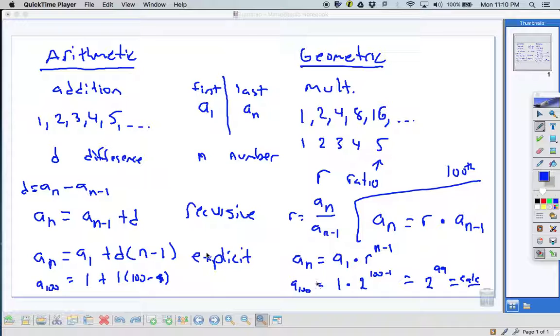So I hope this is helping you out. This is, again, arithmetic, a pattern of addition, and geometric is a pattern of multiplication. If you have any questions, make sure you ask.